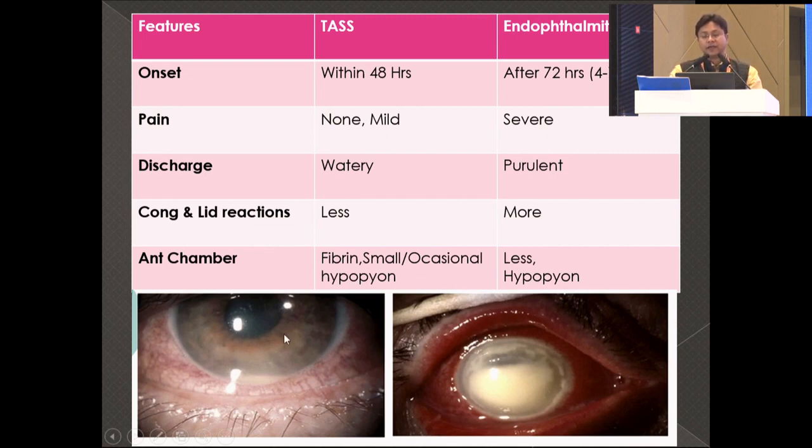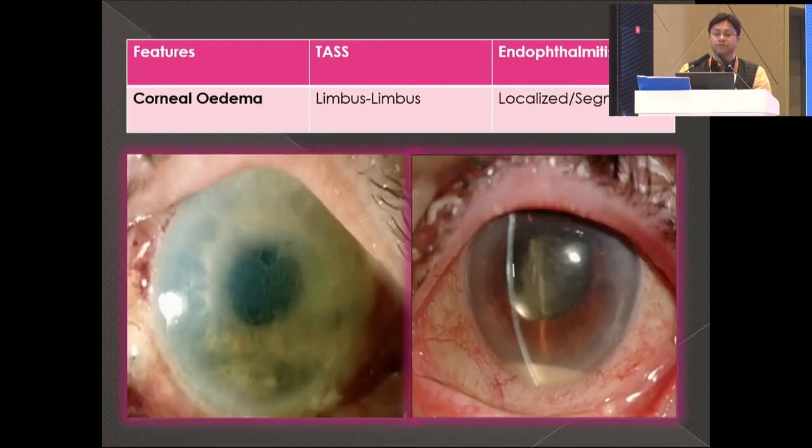Now coming to the anterior chamber reaction. Since endophthalmitis is mostly because of posterior segment involvement, here you can find less hypopyon, but in case of TASS you will find fibrin or a smaller hypopyon.